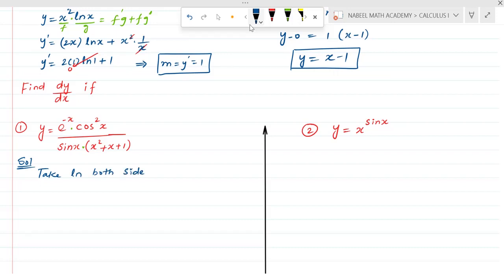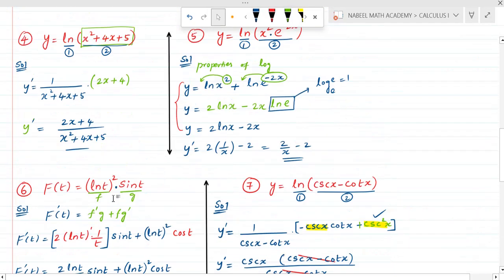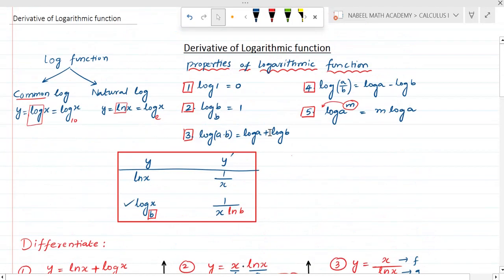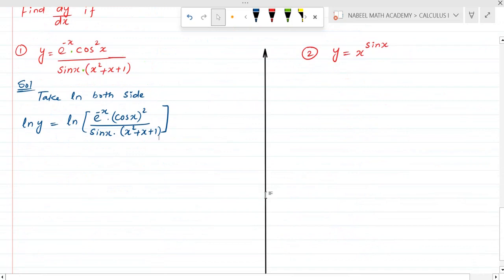If you take ln on both sides, you will get ln y equals ln of e to the power minus x times cosine x whole square, over sine x times x square plus x plus 1. As per the logarithmic property we know, when it is a product, I have to write it as a plus. If it is a division, I write it as a minus. So the same rule I am applying here.